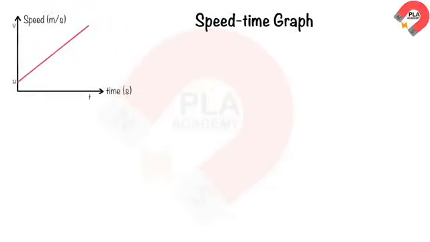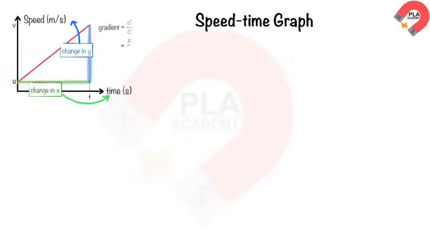Speed-time graph. The graph of speed against time as shown here. We draw a right triangle. Here is change in x, and the x-axis represents time. Here is change in y, and the y-axis represents speed. The gradient of speed-time graph is the ratio of the change in y-axis to the change in x-axis. So, it is the ratio of change in speed to change in time.